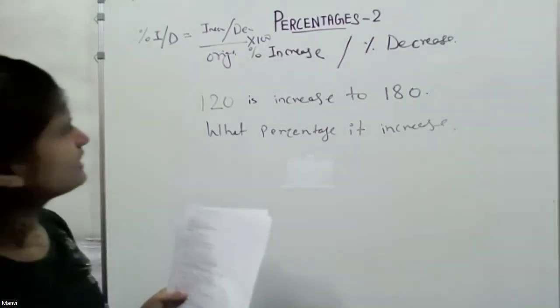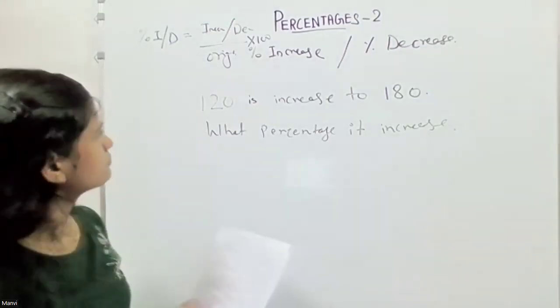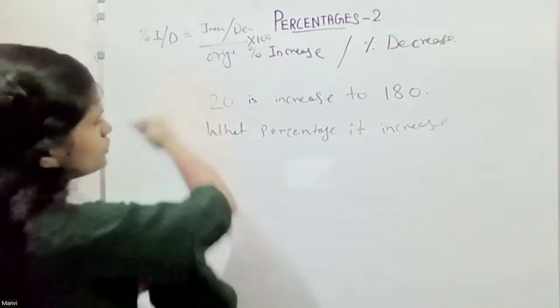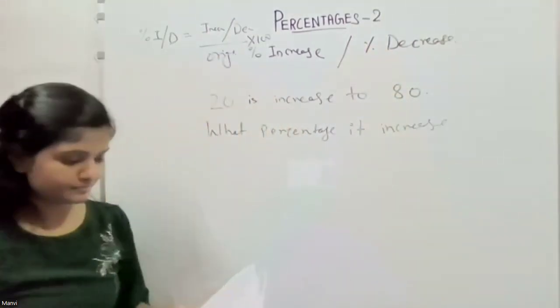It became very difficult, Kavya. You are unable to simplify this, I think. No, I can't simplify it. 20 is increased to 80. Then now you can maybe simplify.